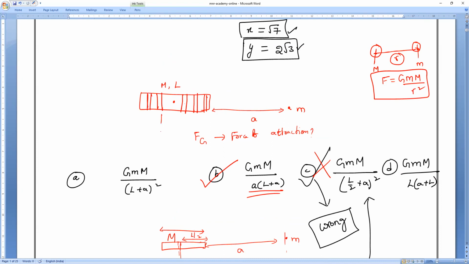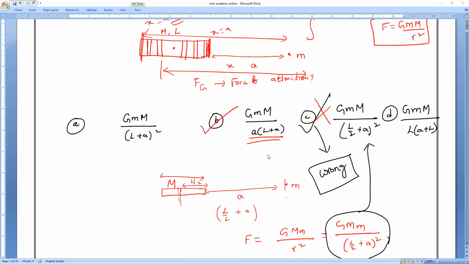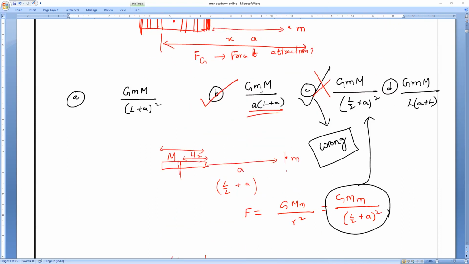In this case, what will happen? You take any segment; the distance between them I will take as x. Then you have to use the integration concept to set the limits. This is the first segment, which starts from a. From here to here the distance is a, so x is equal to a. Then for the last segment, from here to here, the distance is a plus L, so x is equal to a plus L. Use the limits, solve the integration, and you will get the answer: capital G into small m into capital M divided by a into L plus a.